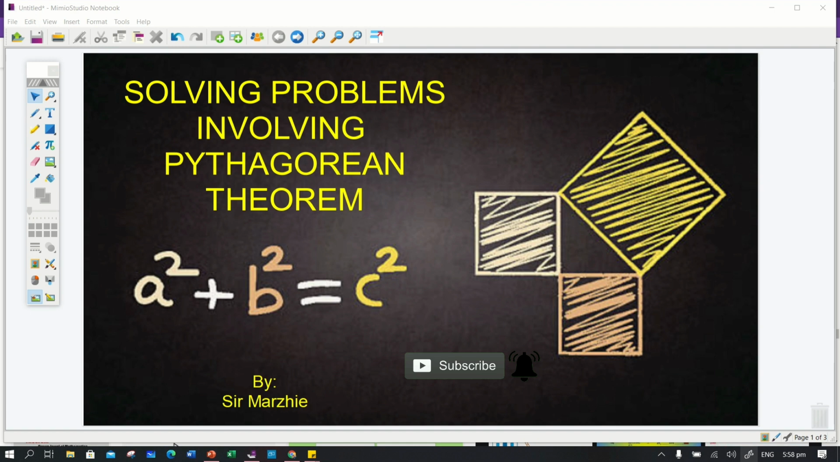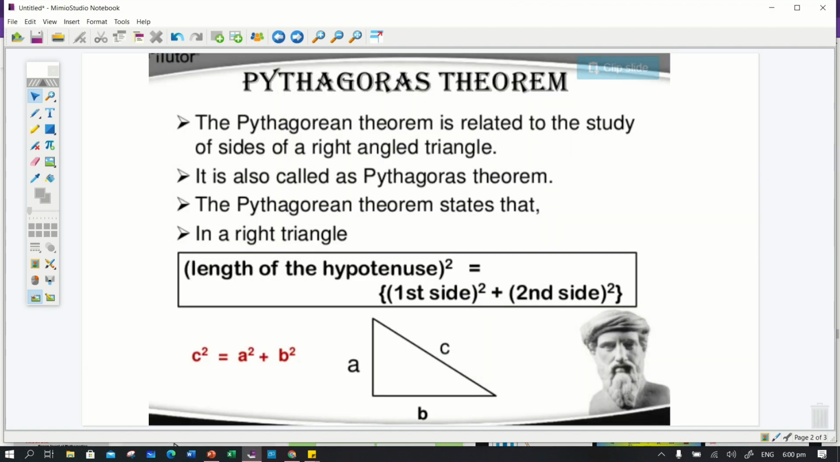Remember that Pythagorean theorem is related to the study of sides of a right-angled triangle. It is also called Pythagoras theorem, and Pythagorean theorem states that in a right triangle, the length of the hypotenuse squared is equal to first side squared plus second side squared. To make it short, the length of the hypotenuse squared is equal to the sum of the squares of the two legs.